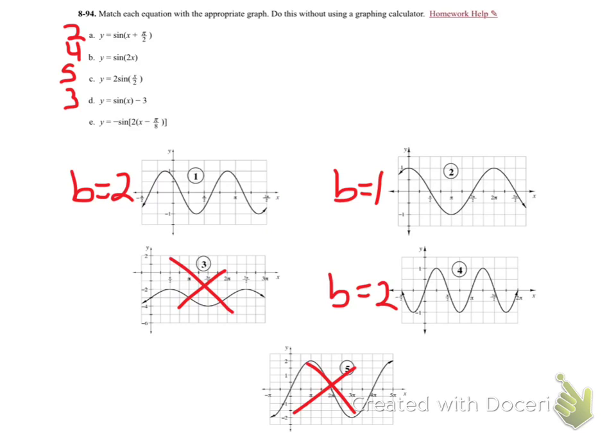Graph 1, just to double check here, if that right there is pi, half of that is pi over 2, half of that is pi over 4, which means half of that is pi over 8. It starts on the midline going down. That is a negative sign. So E is graph number 1.